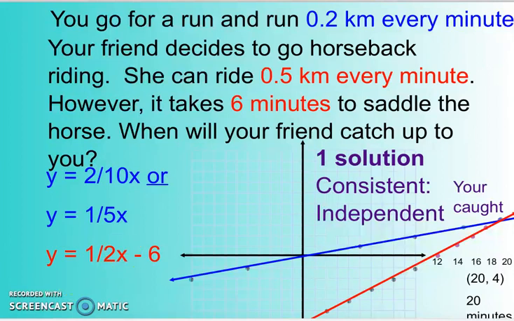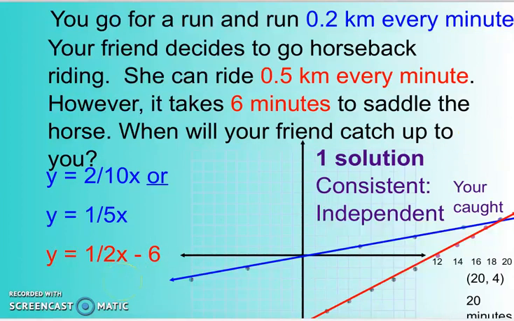And so now if we look at the friend, now the friend travels 0.5 kilometers, which is the same as 5/10. Well, 5/10 is the same as 1/2. So 1/2 kilometer every minute. So that looks similar to this up here, except there is a difference in how fast they run. But notice the -6. Now the -6 is because we've got to take away 6 minutes from that time, because your friend has to saddle up her horse. And so 6 minutes is subtracted, and so our equation looks different.